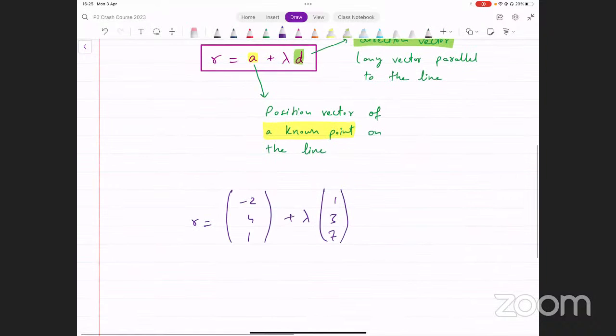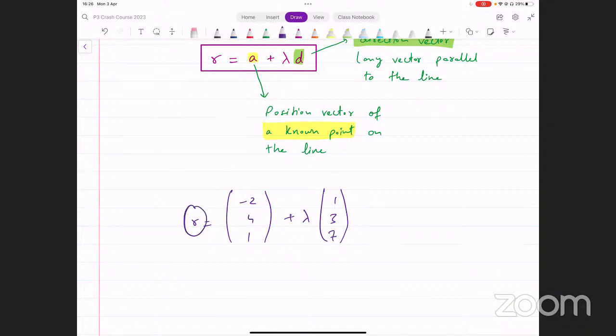And in this case, (-2, 4, 1) is a particular point on the line. So you would be given that this point lies on the line. The position vector of that point is (-2, 4, 1). You would write that in place of A here. Okay. And D is the direction vector. So in this case, (1, 3, 7). This is the direction vector of this line.